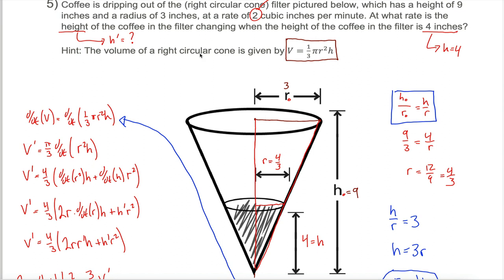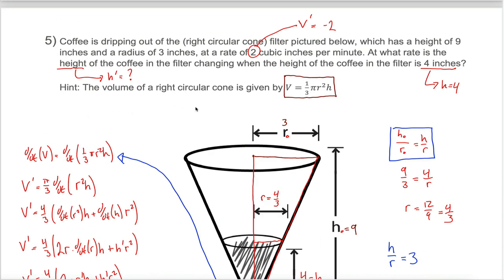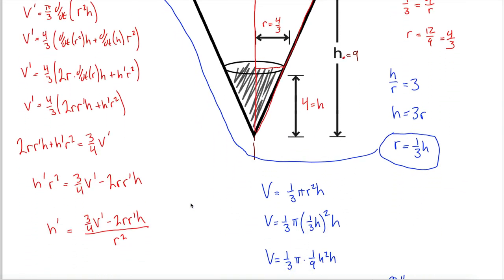Hint 1, the volume of a right circular cone is given by V equals 1/3 pi r squared h. Hint 2, since you aren't given r prime, rewrite the volume equation by finding a relationship between R and H and rewriting all the R's in terms of H's, or I don't know, something like that. Anyways, that's the idea with this really challenging problem.